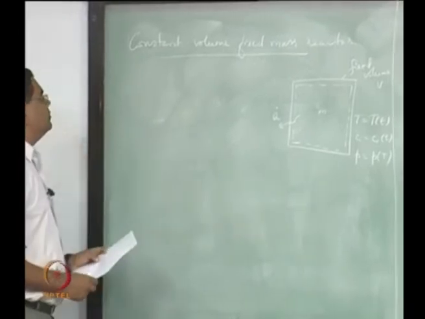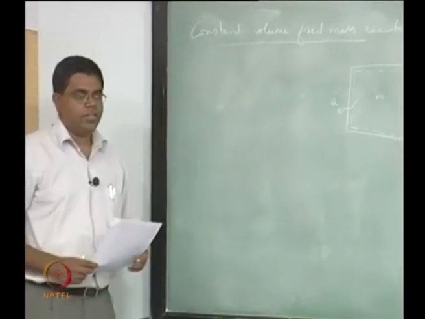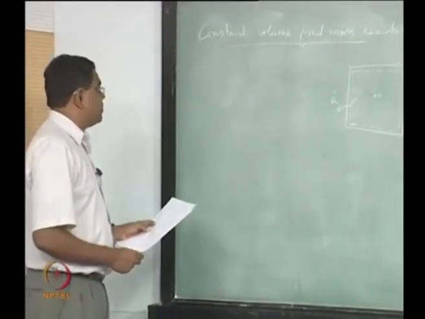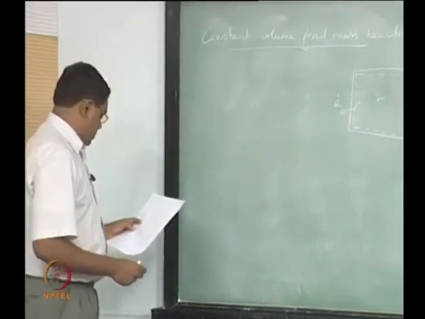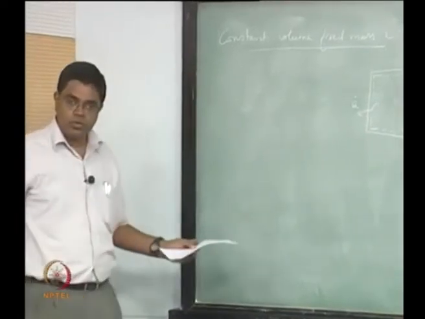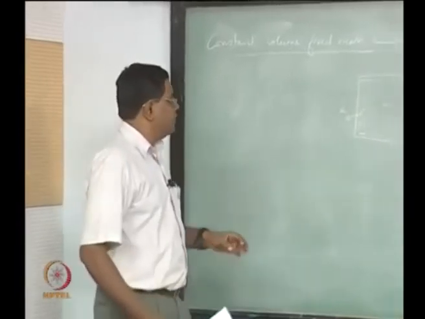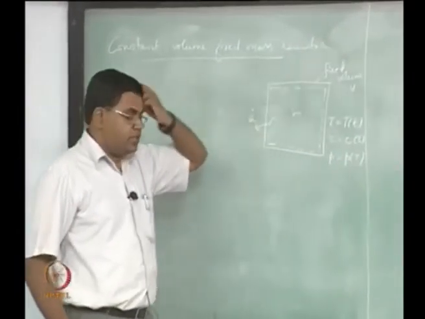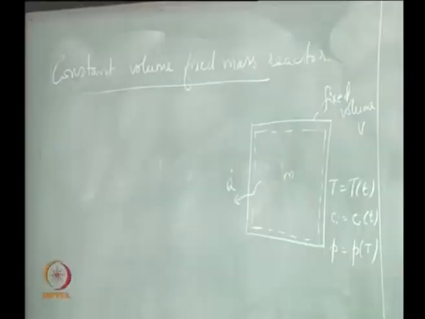Today we look at the constant volume fixed mass reactor. We looked at the constant pressure fixed mass reactor earlier. We will follow pretty much the same approach, except that we now notice the volume is going to be fixed and instead the pressure is going to vary, and correspondingly the analysis is going to change a little bit, and we will have to see how that changes.